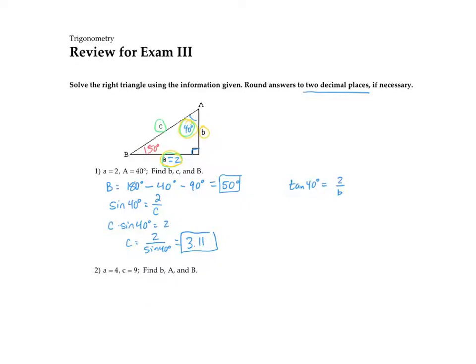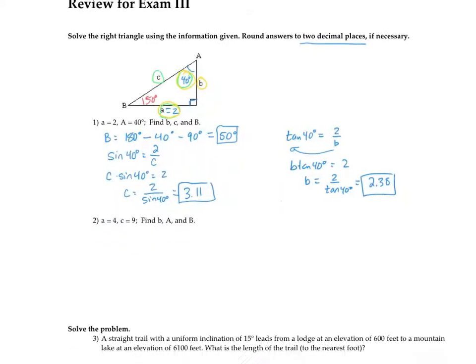So I move b over by multiplying b across, and I get b tangent of 40 degrees equals 2, and then dividing by tangent of 40, b equals 2 over tangent of 40 degrees. Plug that into my calculator, and I get 2.38 for b. And that's problem 1. Now moving on to problem 2.